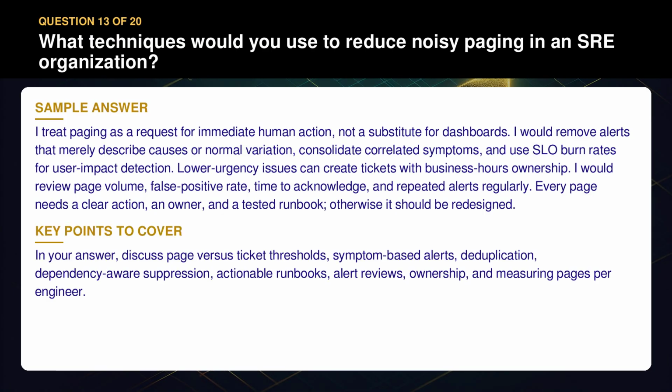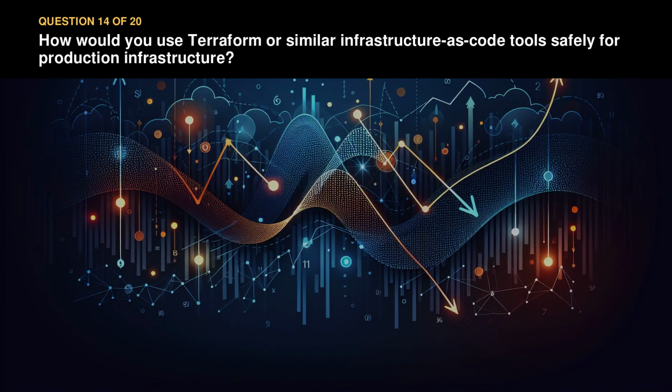In your answer, discuss page versus ticket thresholds, symptom-based alerts, deduplication, dependency-aware suppression, actionable runbooks, alert reviews, ownership, and measuring pages per engineer.